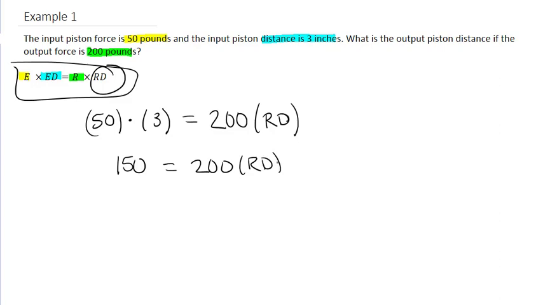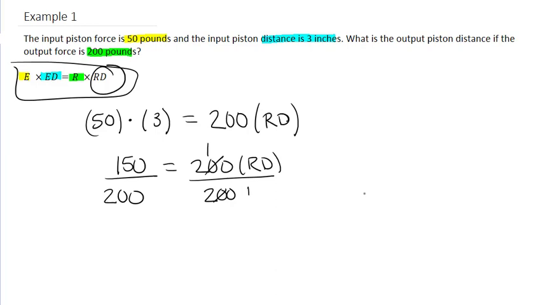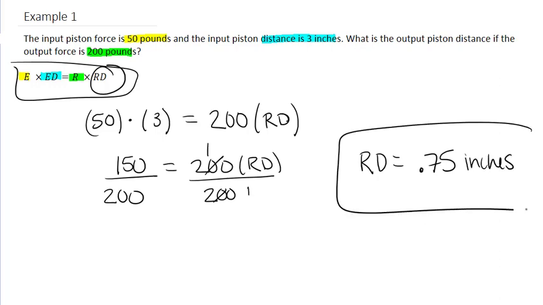We want to get RD by itself, as it's the variable. So we divide by 200 on both sides, as this is a multiplication, and to undo multiplication we divide. This just becomes 1. Now we have 150 over 200. We can calculate that out by dividing, and we get RD is equal to 0.75, and this is in inches as it's a distance. So here's our output piston distance.